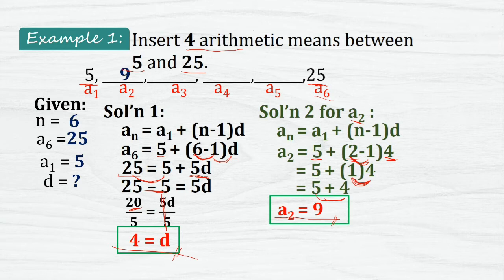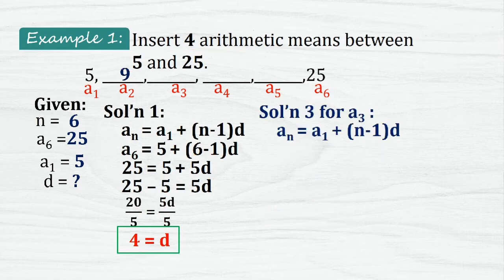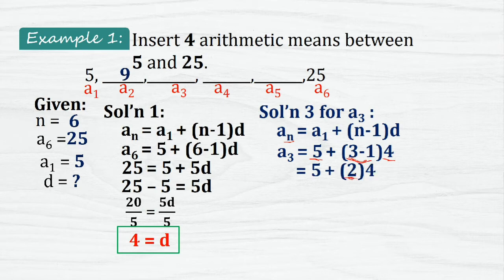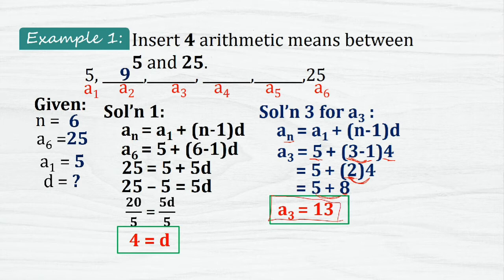So, for the third term, or the second arithmetic mean, that's a sub 3. For a sub 3, n is 3. Then first term is 5, n is 3 minus 1, our common difference is 4. Then 3 minus 1 is 2, 2 times 4 is 8, 5 plus 8, that's 13. Therefore, the third term is 13, or 13 is the second arithmetic mean.